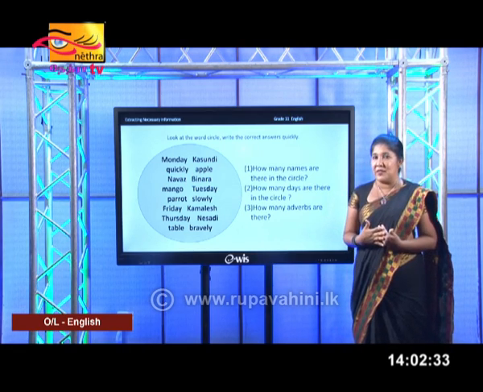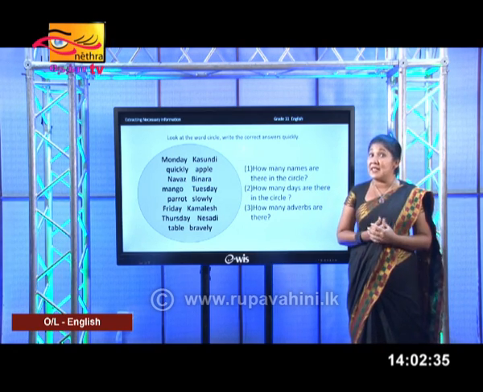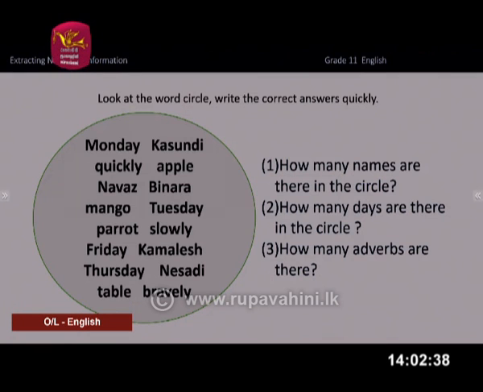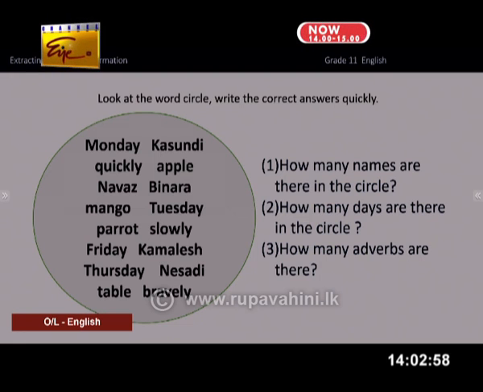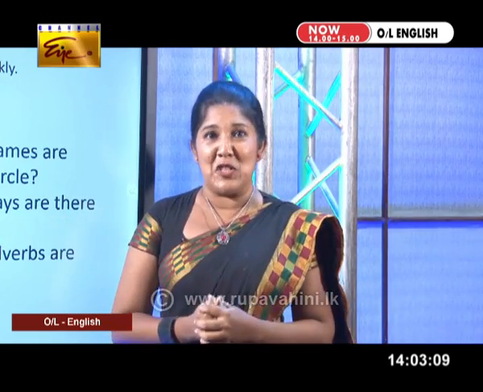When I did this activity, quickly I looked into the capital letters and then I came across the days of the week and the real names of people, and they both are in capital letters. So because the question is about the names, I quickly found out it is the 5 people here: Kasundi, Nawaz, Binara, Kamalesh and Nesadi. Alright, so that is one tactic that I use to read quickly and get my information.